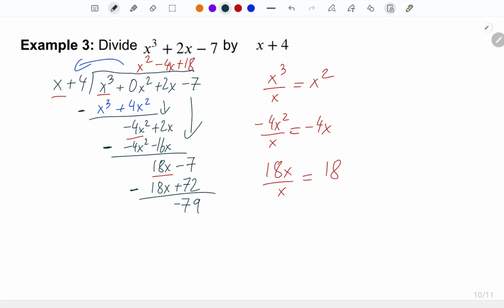I know we had a lot of zero remainders there, but remainders can happen. And so we can write down the fact that x cubed plus 2x minus 7 is equal to our divisor, x plus 4, times our quotient, x squared minus 4x plus 18, plus the remainder, in this case, negative 79. And there we go. That is that divided.